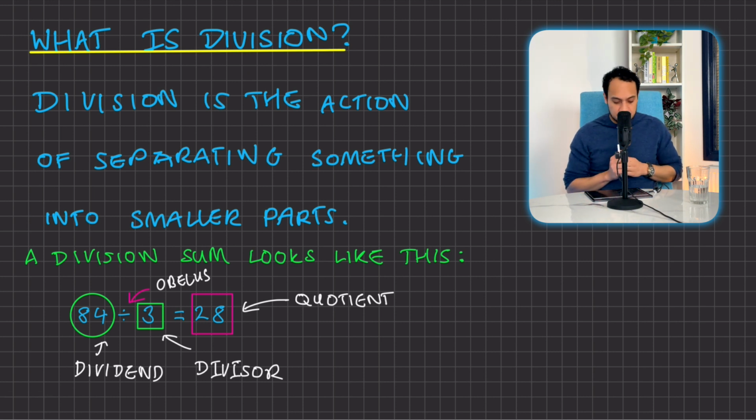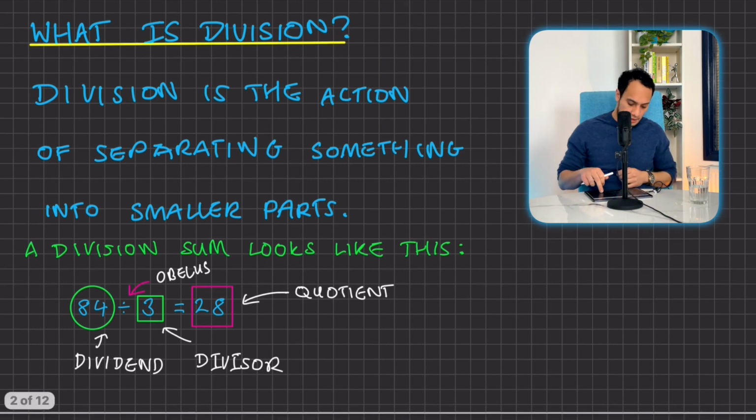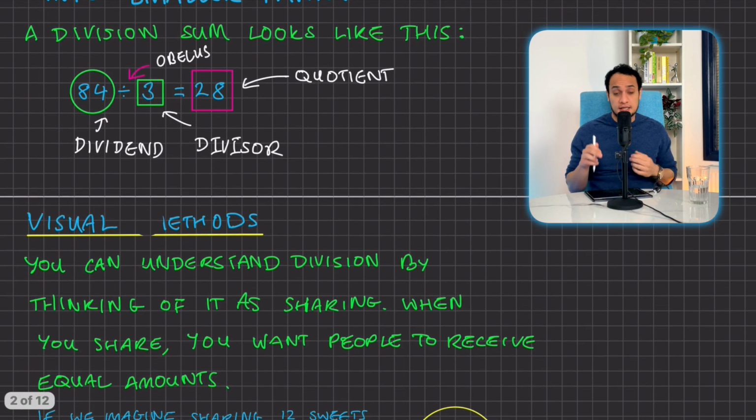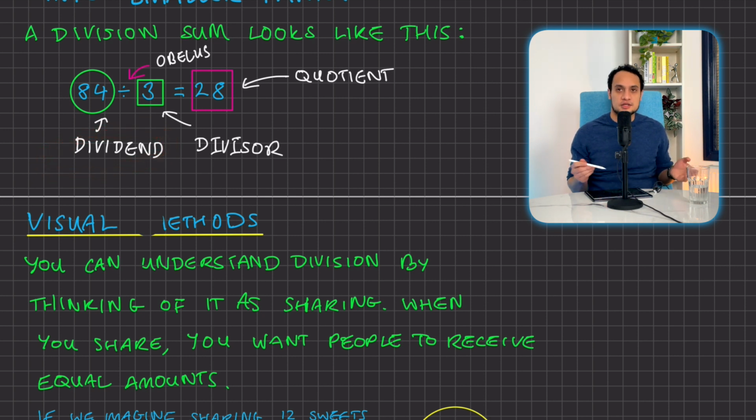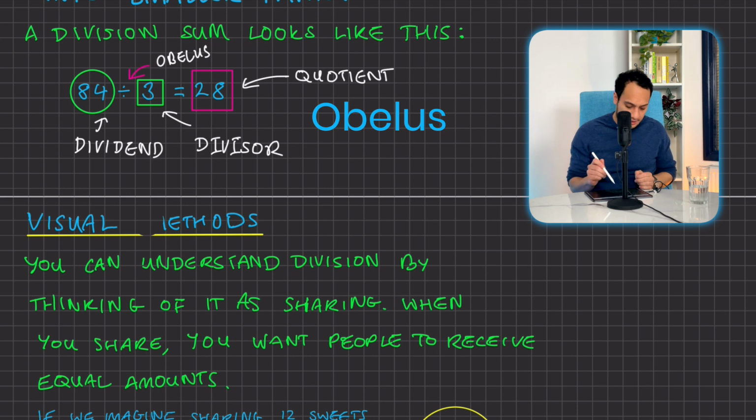Division is the action of separating something into smaller parts. So typically a division sum looks like this. This number here, so you've got 84, and that's called our dividend. It's the thing that we're dividing into, or our total. Then we have this little sign here, which is very strange, and it's called an obelisk. And it just consists of a dot and then a dash and another dot.